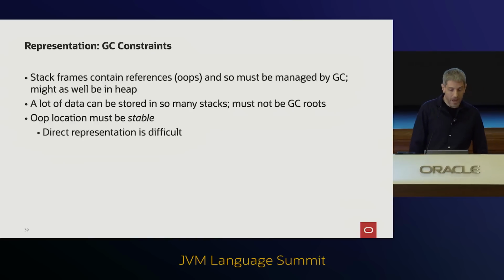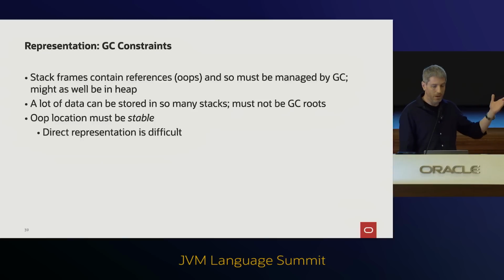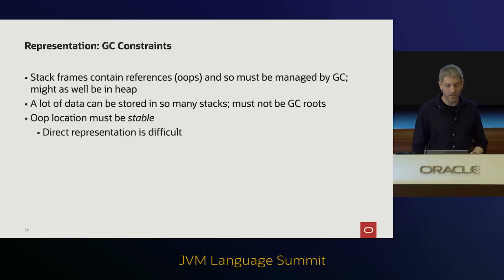But that's no longer the case for virtual threads and their continuations, because we can have millions of them. And now we can store quite a lot of data inside stack frames. So we can't have them be GC roots, because we don't want those GCs to scan all of them every time, certainly not inside a stop the world pause. So we want them to be regular heap objects, like strings.